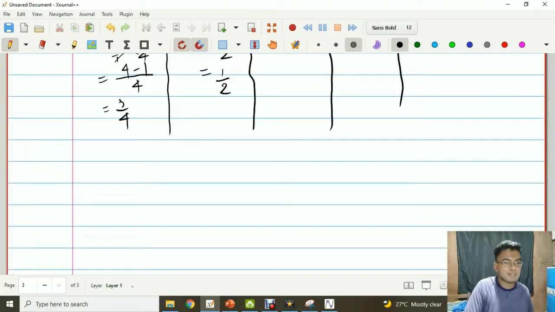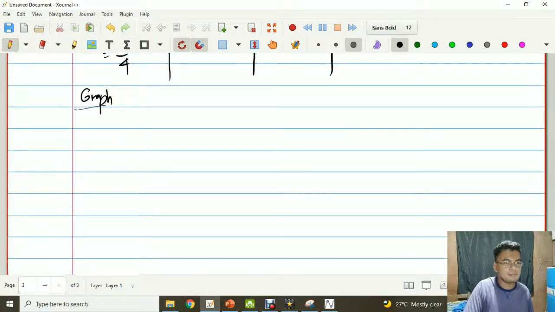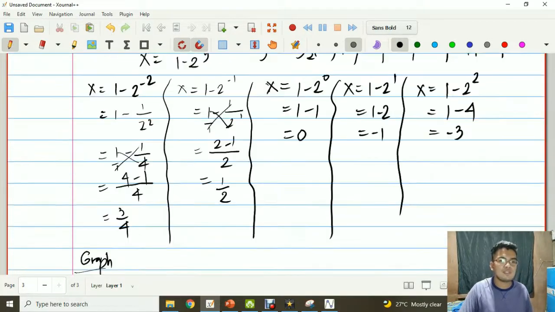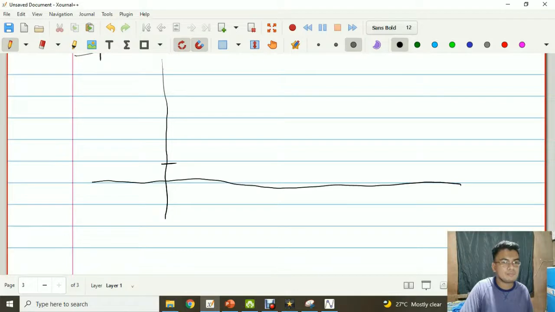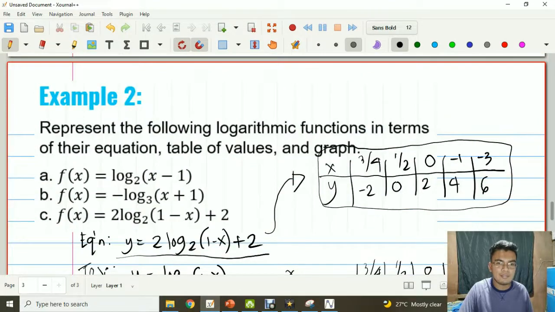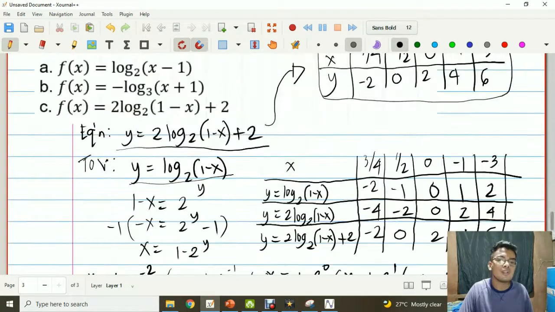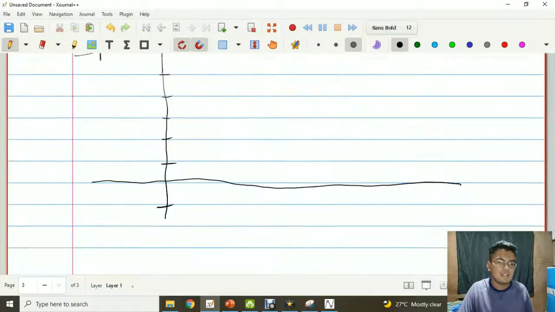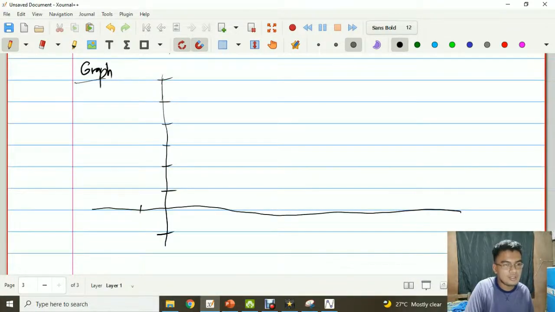So, para ma-represent natin ito in terms of its graph, gagawa tayo ng Cartesian plane. So, si y ay from negative 2 to positive 6. 1, 2, 3, 4, 5, and 6. And then negative 2. At yung kay x natin, we have 3/4 up to negative 3. So, nagkamali ako. Ito na lang yung negative 1, 2, and 3.